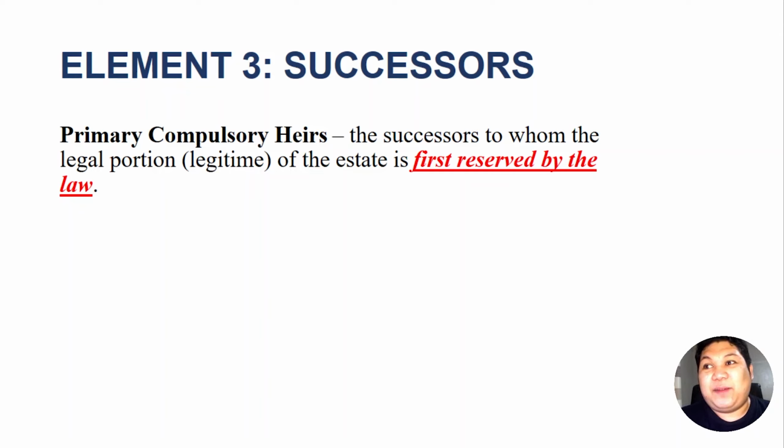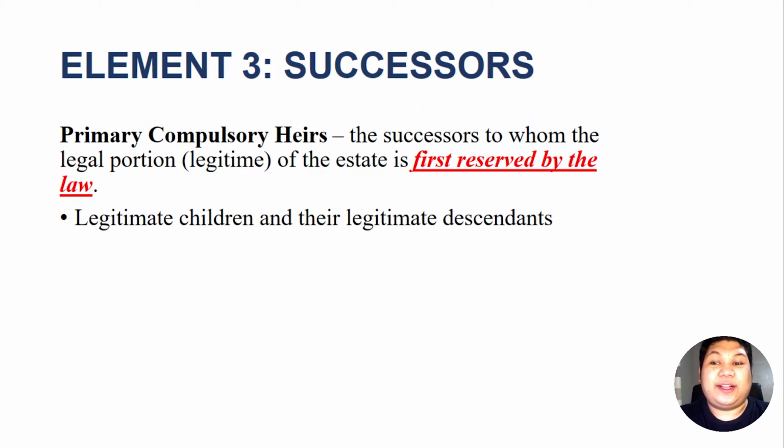Okay? So meaning to say, among the total properties, the rights, the estate of the decedent, there is this portion which is restricted for disposal. This portion, this legitim, is exclusively for the primary compulsory heirs. So the first are the legitimate children and their legitimate descendants. So the very first persons to succeed the estate of the decedent would be the children. Okay, because they are the second generation who would inherit from the parents.